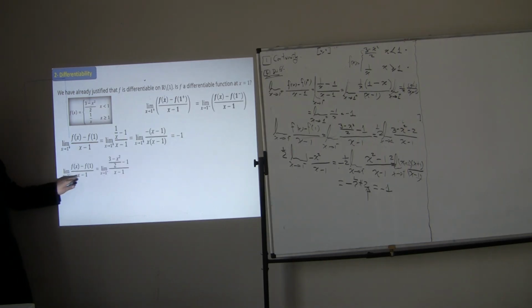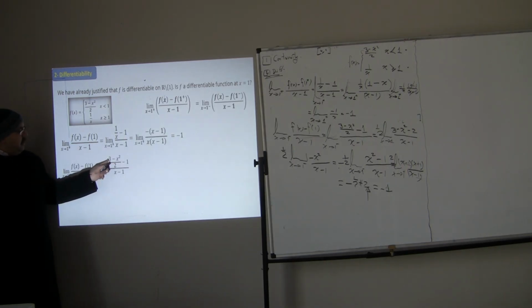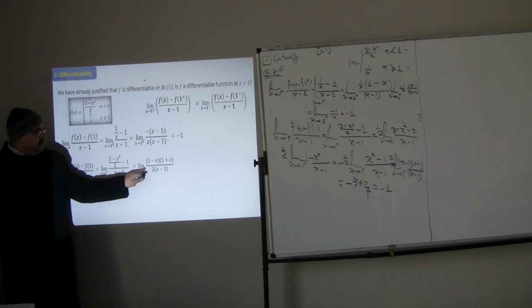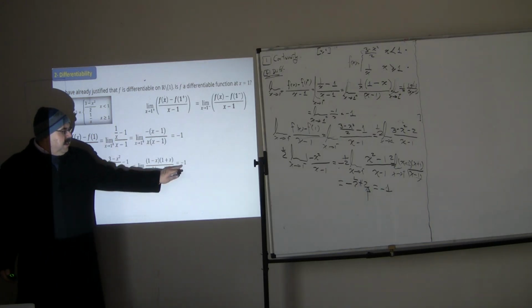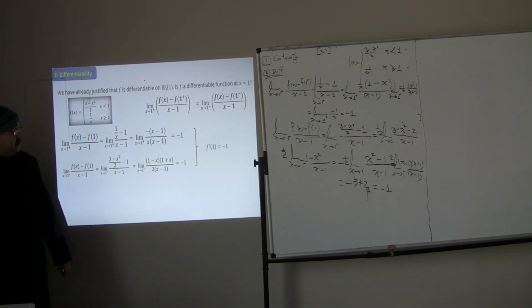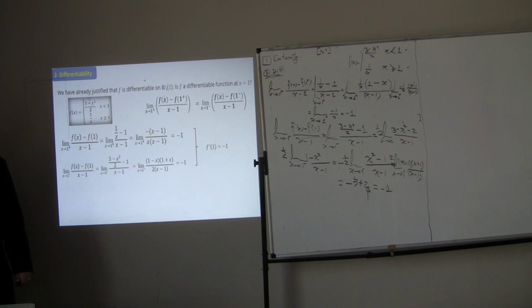Exactly in a similar manner, but using the other part, which is 3 minus x squared over 2 minus 1, divided by x minus 1, multiplied by 2, or taking it as a common factor and cancelling the same, I will get negative 1, so it is differentiable at 1. Now I have the two conditions already satisfied.